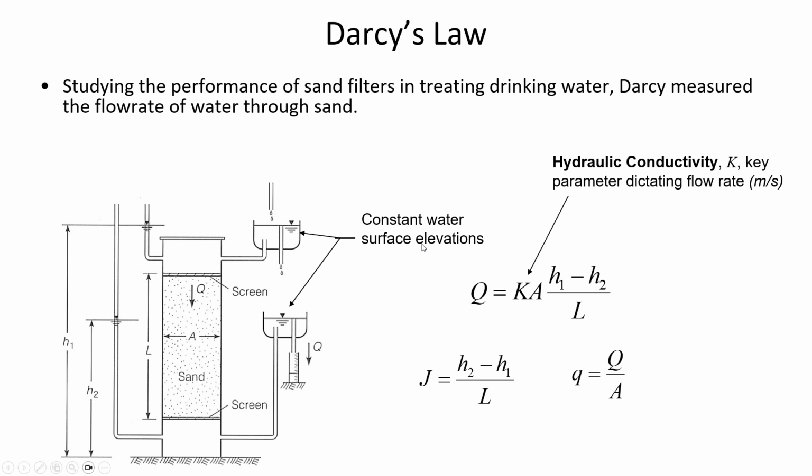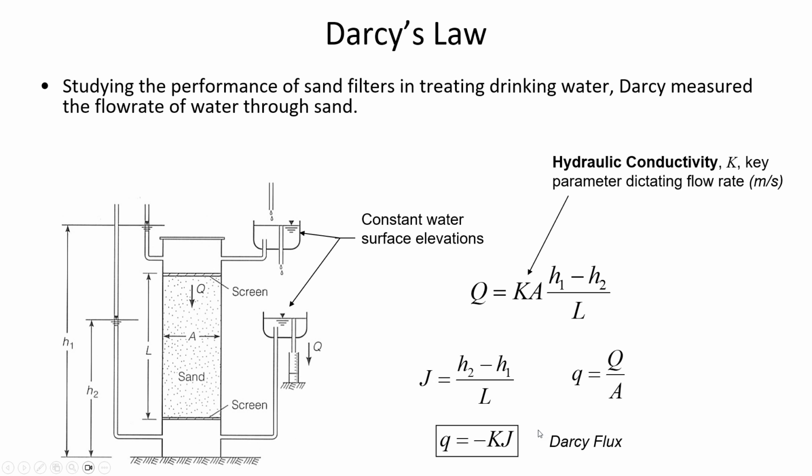Sometimes we would combine the head to length ratio and just say that that's J, which would be the driving force. If we're thinking about an analogy to pipe hydraulics, that would be like the slope of the energy grade line, J. And lowercase q is a flux. It's a flow per unit area.